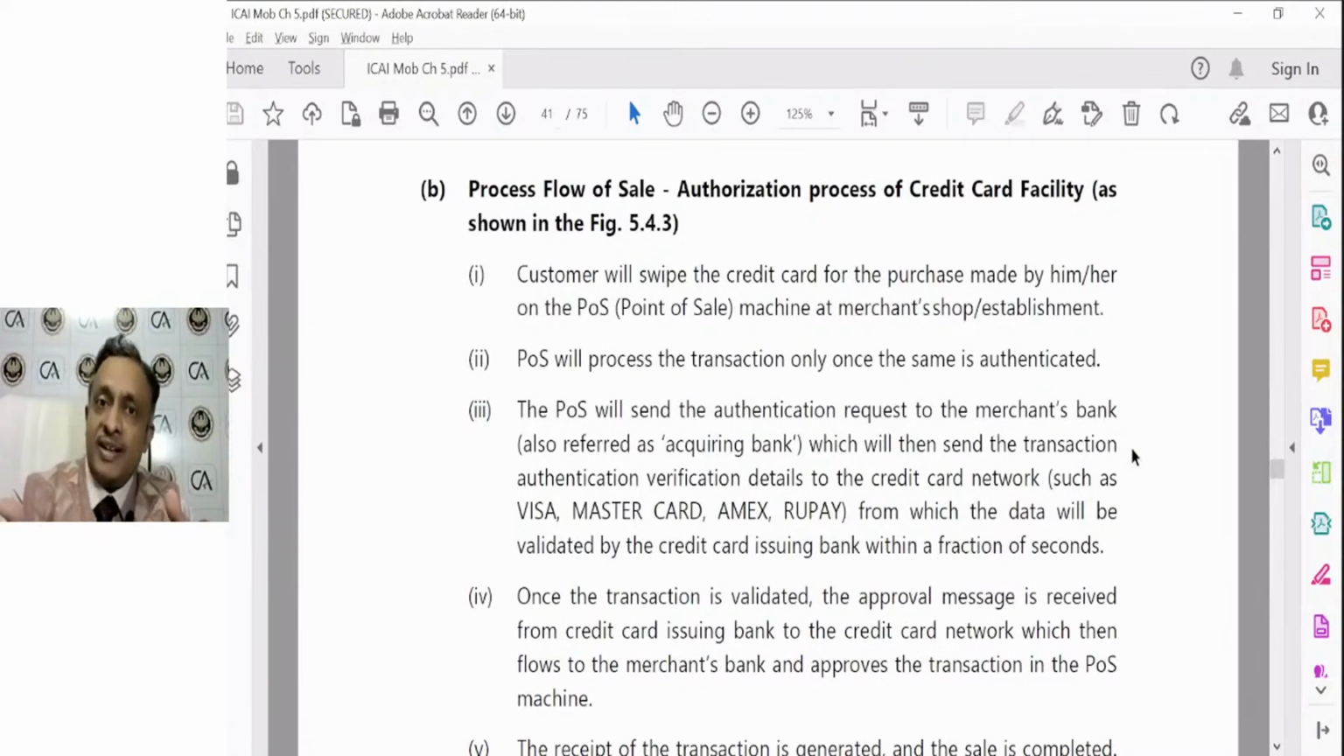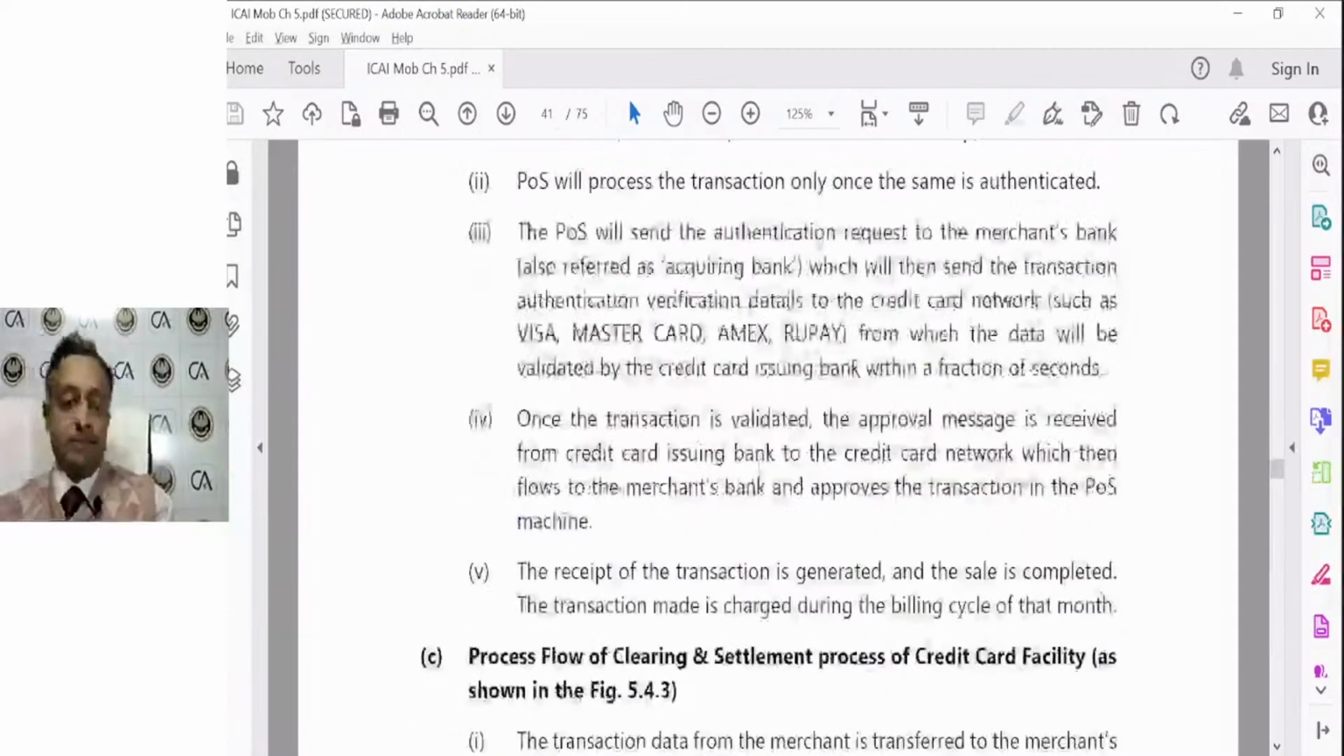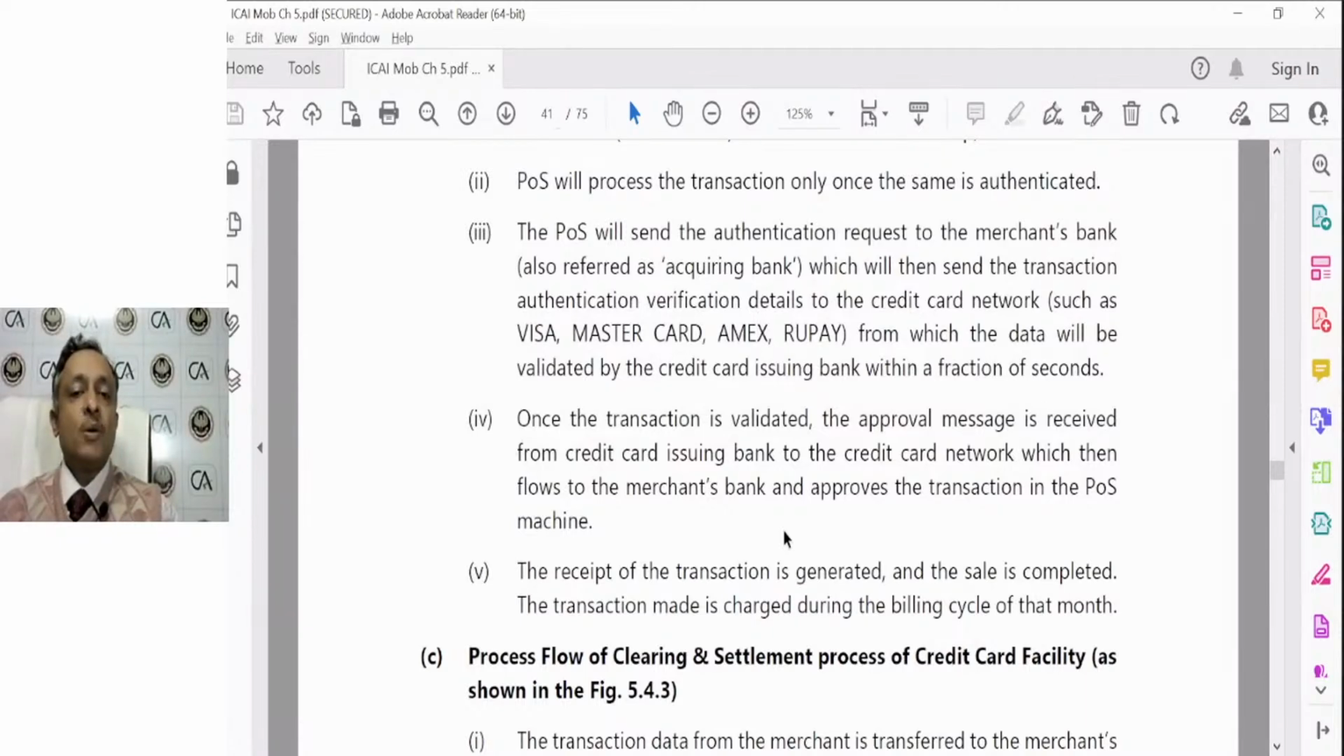Once you block your credit card, suppose someone swipes it at a customer point of sale terminal at, say, a departmental store. This information will go to these credit card networks whose names are here. You have already blocked the card, so these companies will decline that payment. Blocking is where their database ensures that blocked cards are not processed further. Then once the transaction is validated, the approval message is received from the credit card issuing bank to the network, and then flows to the merchant bank and approves the transaction in the POS machine.